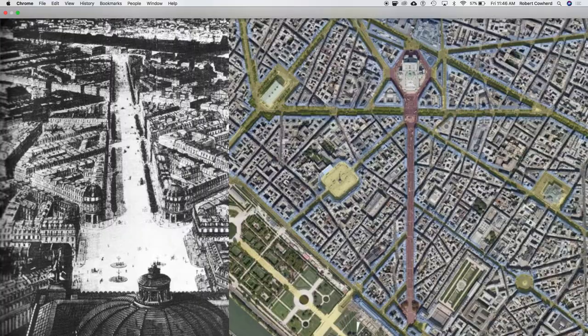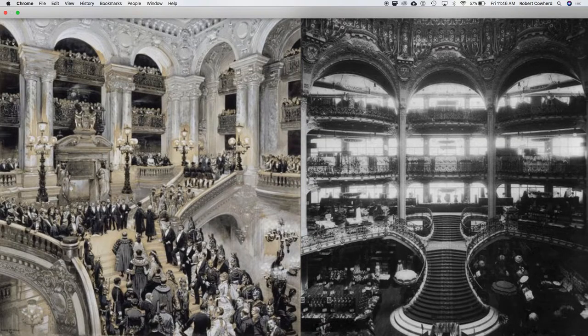And so that's a picture of that. This is the grand staircase and the interplay of display of wealth in the opera house. And this is the early emergence of the department store.